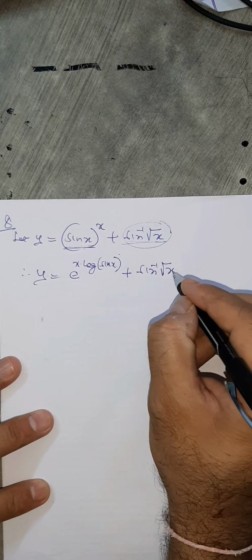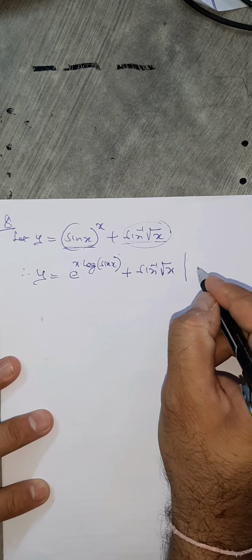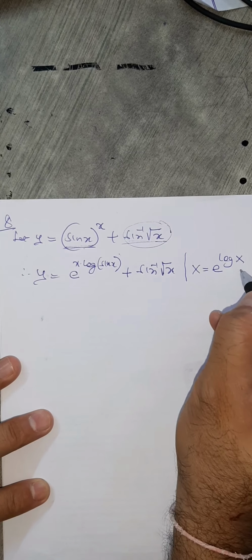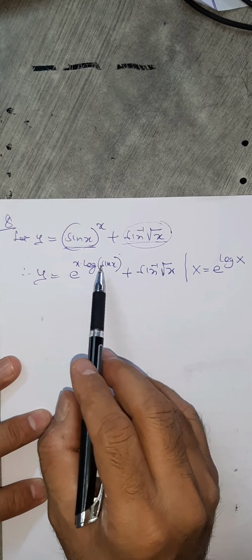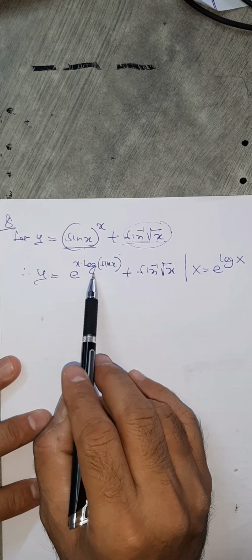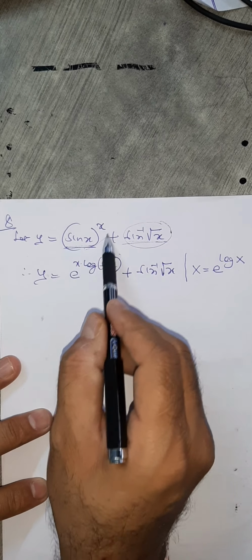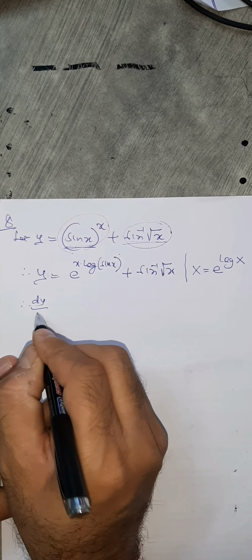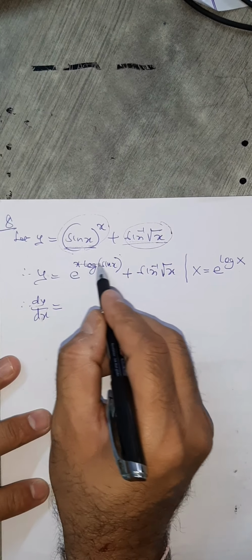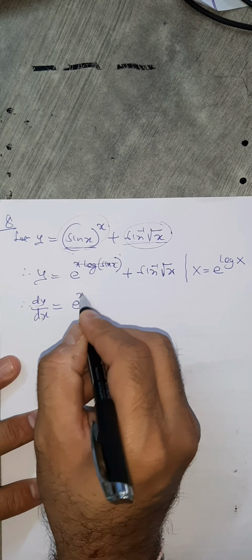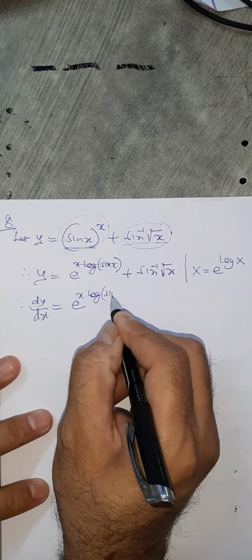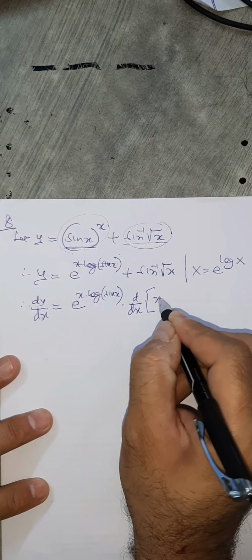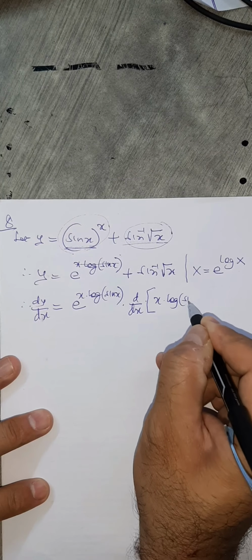Which concept have we used? Again I'm emphasizing x equals e raised to log x. That is what you have used. Only in the first step, remember. This is as it is, because this is a variable raised to variable. Now differentiation. So dy by dx equals, what is the derivative of e raised to x? E raised to x, into d by dx of here x into log of sin x.